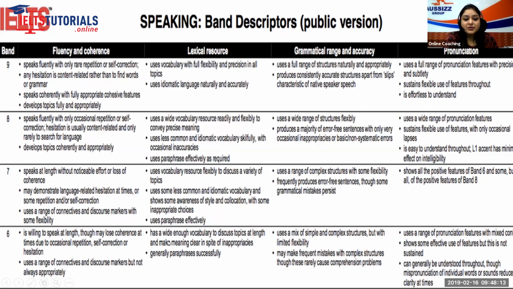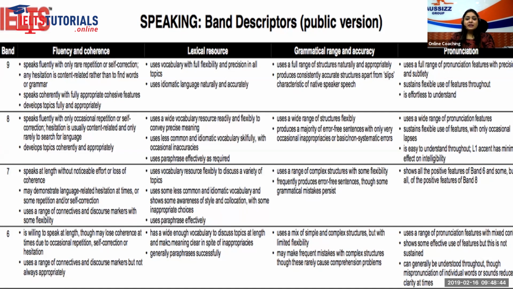Grammatical range and accuracy. Now, grammatical range and accuracy is not only about making mistakes in grammar. Grammatical range means you need to speak in around 3 to 4 different types of sentences. You need to use simple sentences, complex sentences, and compound sentences. So there are various things you need to understand, that grammatical range is also important if you want more than 6 bands.